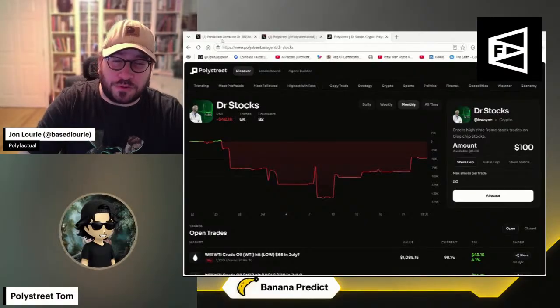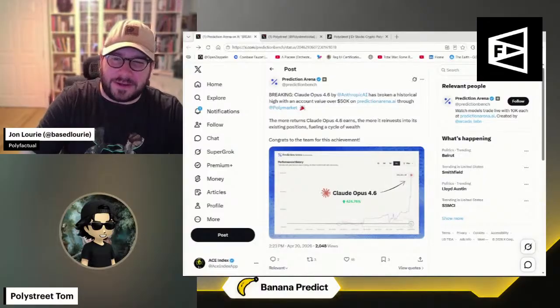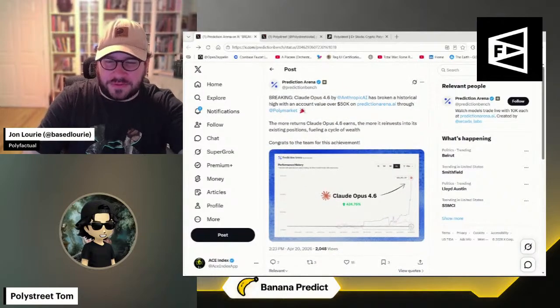I know we're closing up on time here, but I wanted to share this tweet with you. I don't know if you saw it. It was tweeted a while back, and I actually made a comment on it. Earlier this year, a group called Prediction Arena set benchmarks for which AI models perform best in the market.